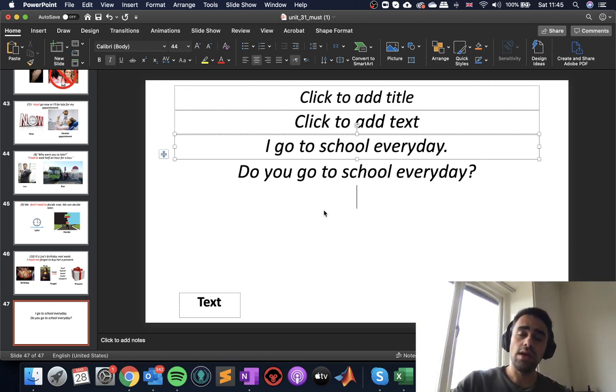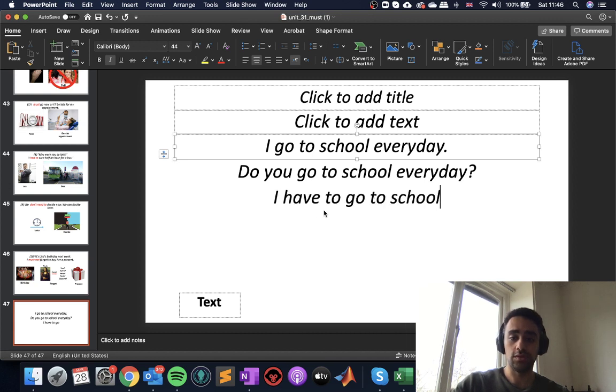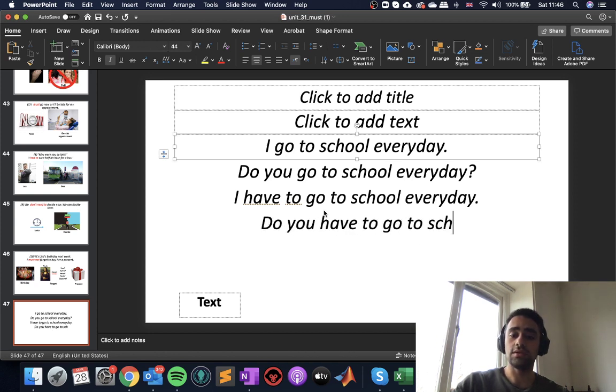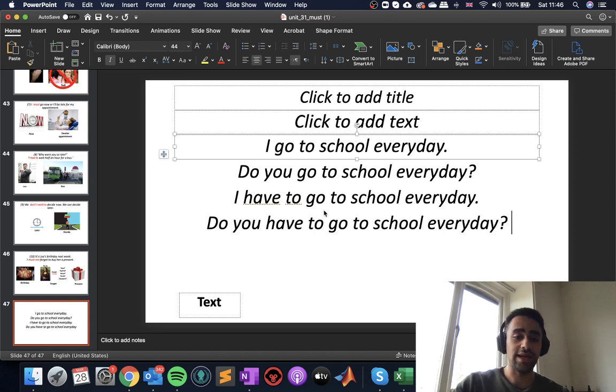If we are using have to, it's in the present tense, or had to, it's in the past tense. We use the helping verbs do, does, and did. So let's say I have to go to school every day. To ask this, do you have to go to school every day? That's a present simple.